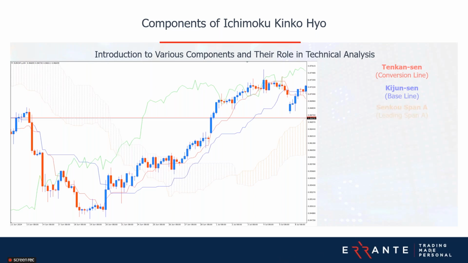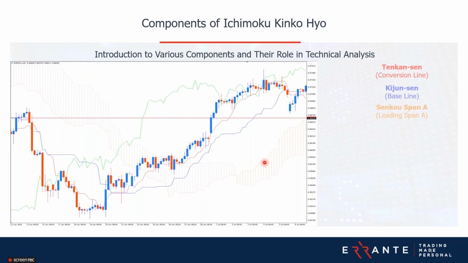And the next component is Senkou Span A. Senkou Span A is the line here, if you can see it. This is a leading span A. This is a translation to English from Japanese. It combines the averages of Tenkan-sen and Kijun-sen, then projects this average 26 periods into the future.